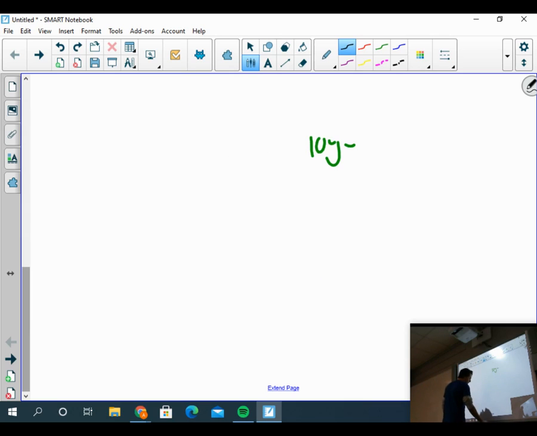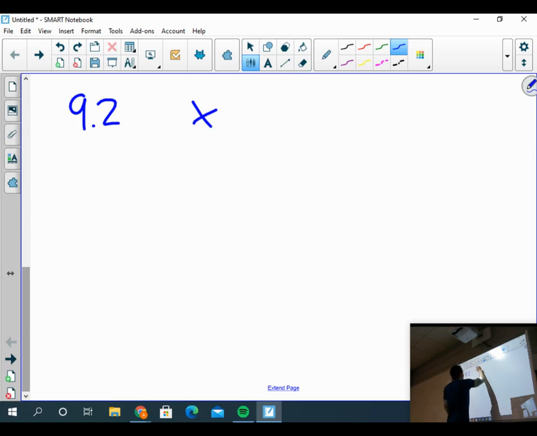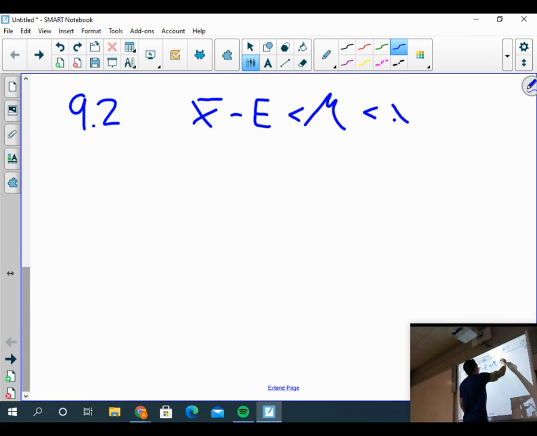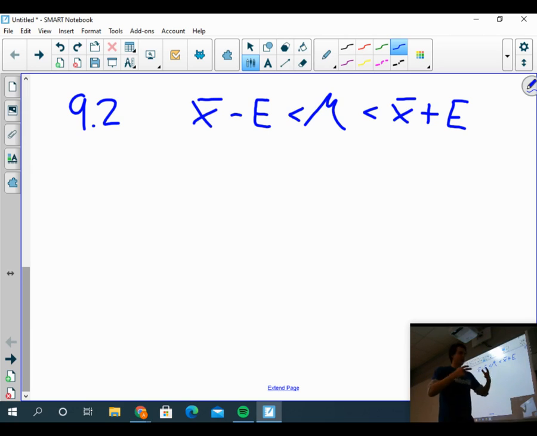So what we then do in 9.2 is we said we want to do the same thing, but now we're working with small sample sizes. And the overall idea didn't change, right? We're still taking away and adding some level of error to our sample mean to give us a range of values that we are 90, 95, 99% confident the population mean will be between. But we're working with small sample sizes.